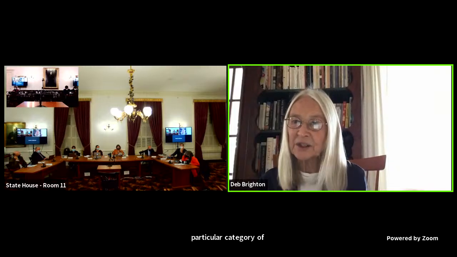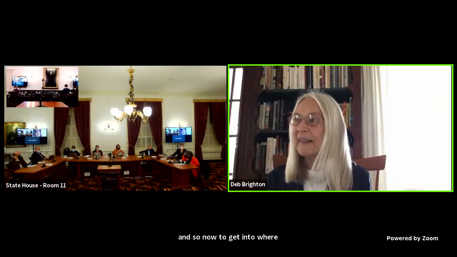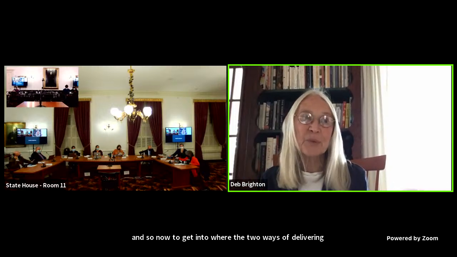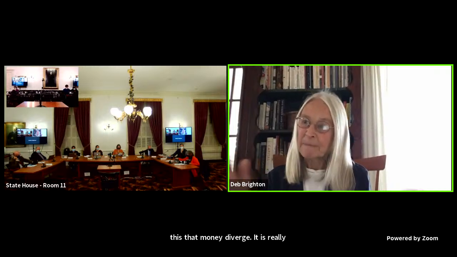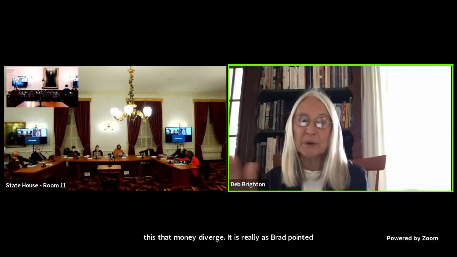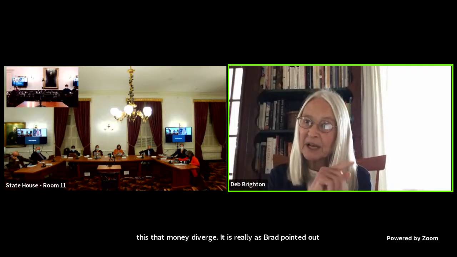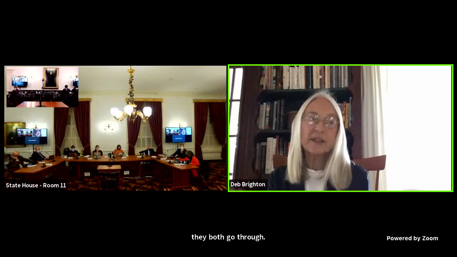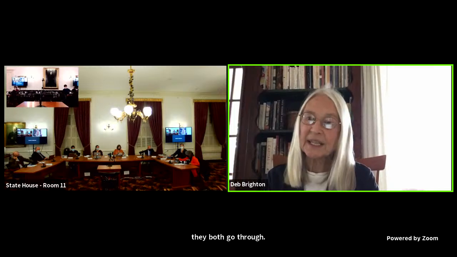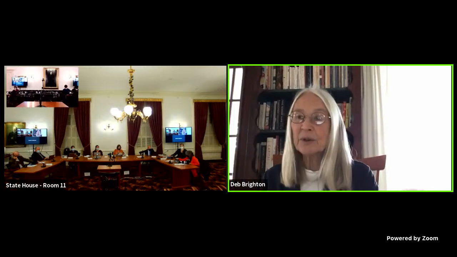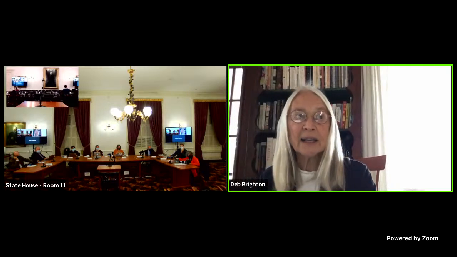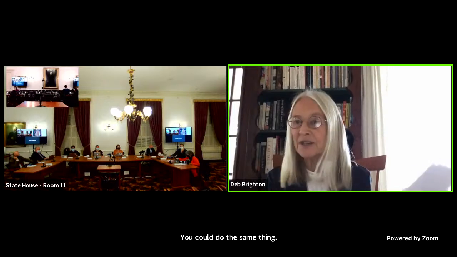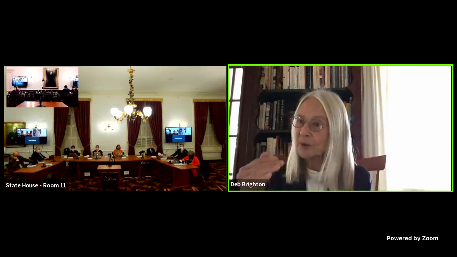So now to get into where the two ways of delivering this money diverge, it is really, as Brad pointed out, they both go through essentially the same calculations that he took you through of each category times, in his case, the weight to get to weighted pupils. You could do the same thing by multiplying the eligible cohort in each category by this cost. And then each district would do that.